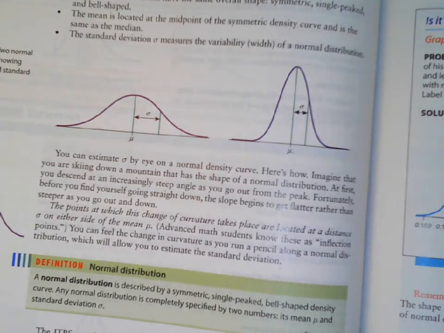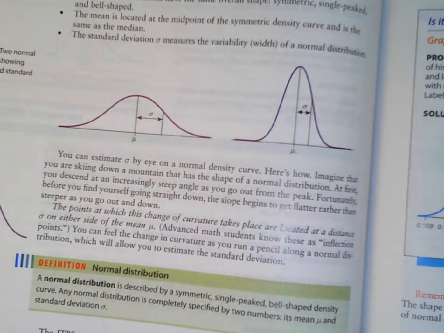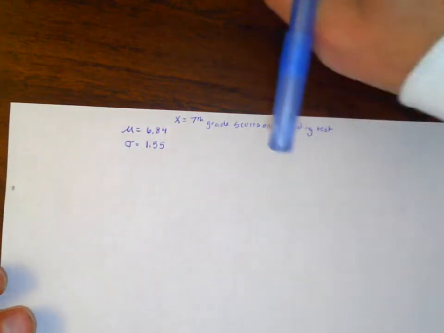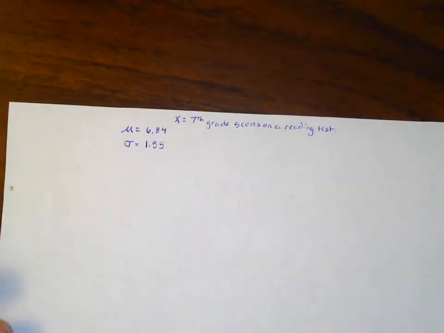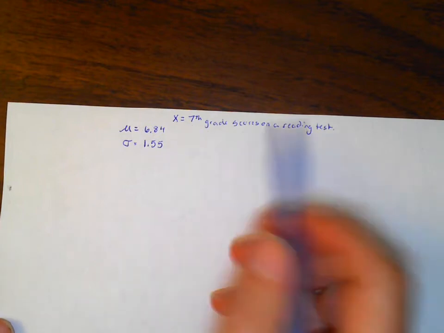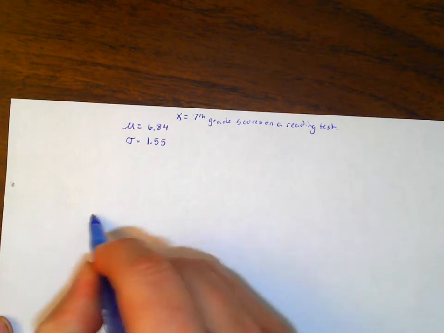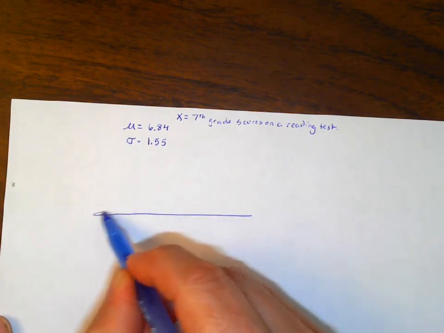Okay, but what we want to do is look at its mean and its standard deviation and be able to draw this out. Okay, so this is how we're going to draw it out. So we'll just say X is the reading scores on a 7th grade reading test. Okay, so what we're going to do is start by drawing our bell curve.